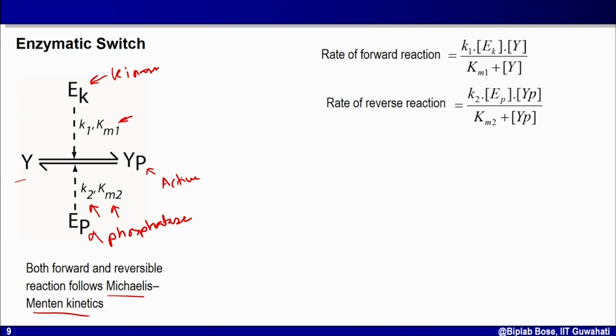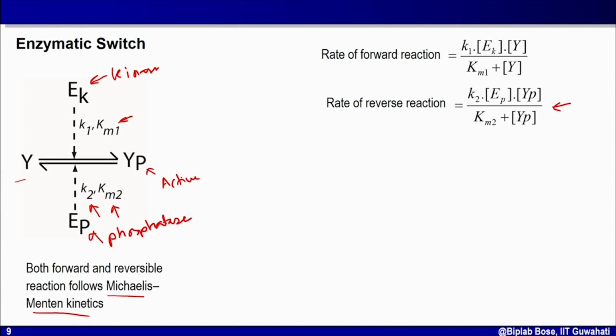So I can write down the rate of forward reaction, as per Michaelis-Menten kinetics, as K1 into Ek, that is the total concentration of Ek kinase, into Y, that is substrate concentration, divided by Michaelis-Menten constant for that reaction, Km1, plus substrate concentration Y. Similarly, for the reverse reaction, I have rate equal to K2 into EP, the total concentration of the phosphatase, into YP. YP is the concentration of the substrate here, that is the phosphorylated Y, divided by, in the denominator, Km2, that is the Michaelis-Menten constant, plus the substrate YP.